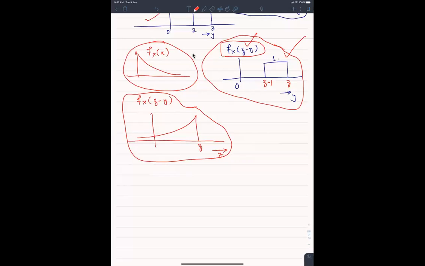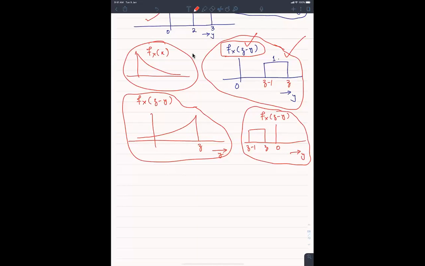नाउ वन थिंग दैट यू शुड नोटिस इज के दिस z कैन बी पॉजिटिव और नेगेटिव। z जो है पॉजिटिव भी हो सकता है, नेगेटिव भी हो सकता है। अगर z नेगेटिव होगा तो fx ऑफ z माइनस वाई ऐसे भी हो सकता है, यहाँ पे 0 है और ये यहाँ पे z है एंड दिस इज z minus 1. If z is negative, then this is how it will look like.